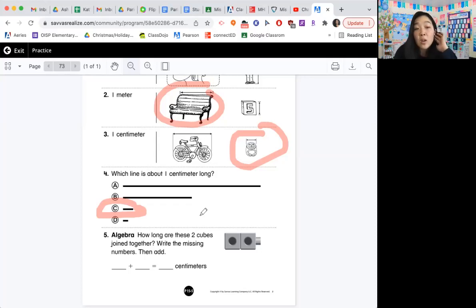Number 5, how long are these cubes joined together? Write the missing numbers, then add. So I'm going to assume that these cubes are 1 centimeter each. So what would be 1 plus 1? 2. Now, these might not be correct. You might have a centimeter ruler and you might measure this and say, Ms. Park, it's actually 2 centimeters. If you have a ruler and you know the right answer, then go ahead and put that. But since we're just making an educated guess, I think each is 1 centimeter.